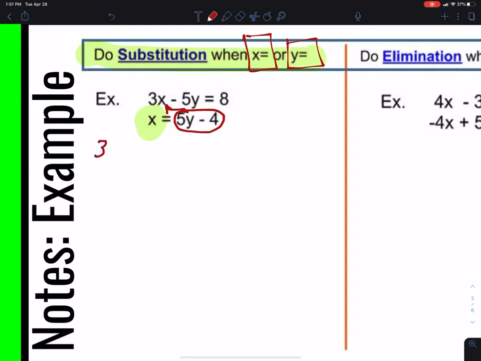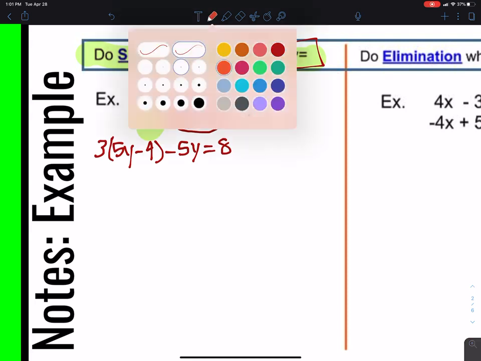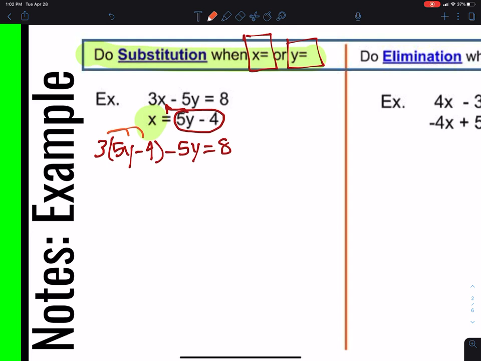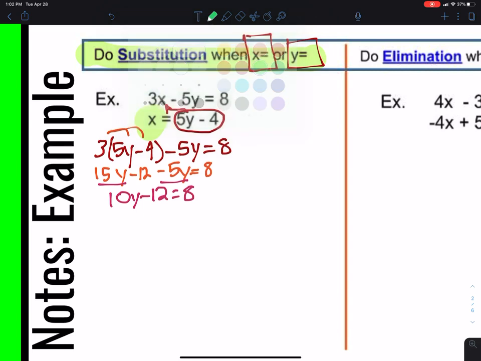So we have 3 times 5y minus 4, minus 5y equals 8. Now we just have a multi-step equation. Sorry for my handwriting. I'm going to use the distributive property, so it's 15y minus 12. Bring down the minus 5y and the equals 8. Now I'm going to combine like terms. So 15y minus 5y becomes 10y, minus 12 equals 8. Now I just have a lovely two-step equation. I'm going to add 12 to both sides. I'm left with 10y equals 20.